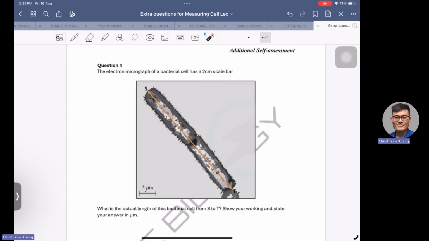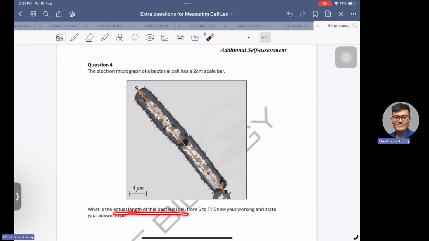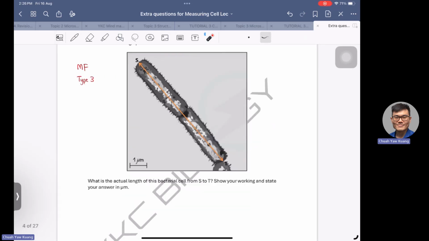Question number 4 is looking for the actual length of the bacterial cell. From the question, we can see that there's a scale bar given here. That means this question is the type that applies the magnification formula, and it is the type 3 question where the scale bar is being given. To solve this question, the first step is to use the scale bar to find the magnification of this electron micrograph first.